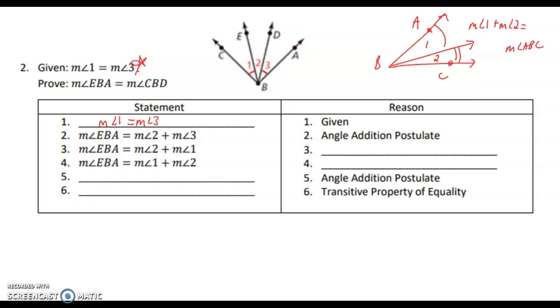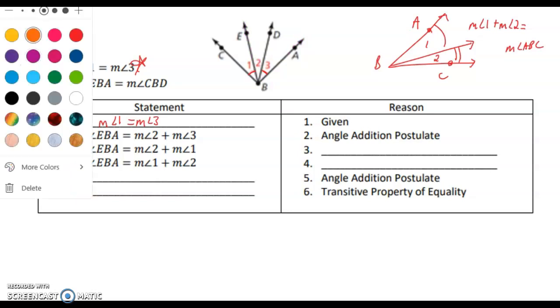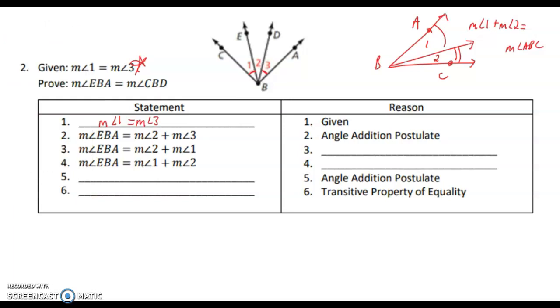All right, let's look at line 3. So it says angle EBA equals measure of angle 2 plus measure of angle 1. So if you notice, from line 2 to line 3, EBA is the same. That did not change. Measure of angle 2 is the same. That did not change. So what did change is right here. I had said angle 3, but now it says angle 1. So somehow, between lines 1 and 2, they had to do something to make line 3.